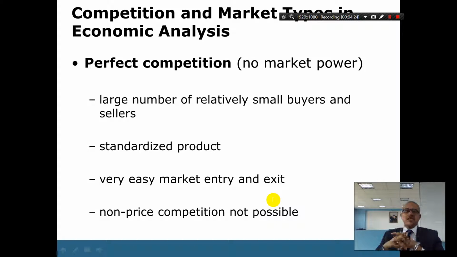Very easy market entry and exit. If I want to work in the potatoes business, I just get a farm, grow potatoes, and start to sell. If I want to exit, instead of farming potatoes, I just do tomatoes. I'm exiting the market. And non-price competition is not possible. It's almost not possible. People in marketing will tell you, oh, you never work in that area, and they tell you about those bananas that have a sticker on them, because they try to differentiate. But generally, we're looking at non-price competition not existing in perfect competition.